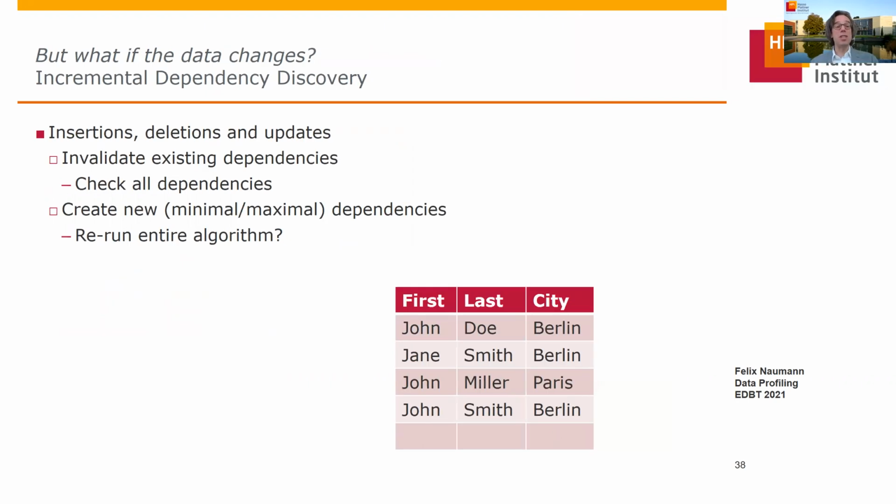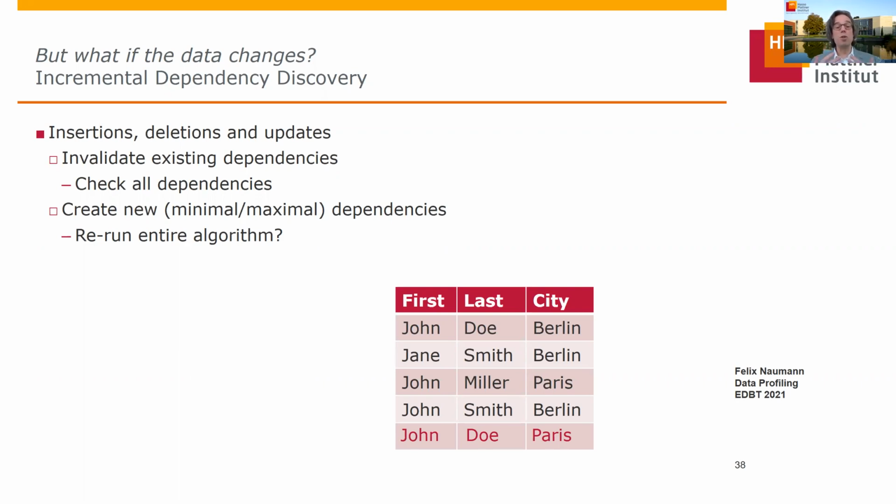Okay, next question is, what if the data changes? This is a significant research problem, and I would claim it's still quite open. There are a few approaches to handle this, but keep in mind that any change in the data can invalidate everything you've discovered so far, right? If you look at the table on the bottom right, you'll see that first name, last name is a key in this table. But now imagine we enter a second John Doe. So suddenly first name, last name are not a key anymore. So we've invalidated that unique column combination. So we could remove it from our set of unique column combinations.